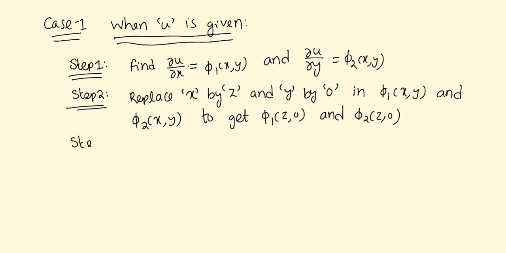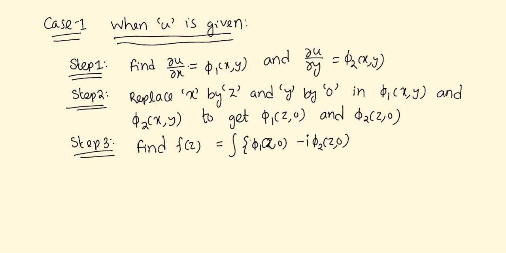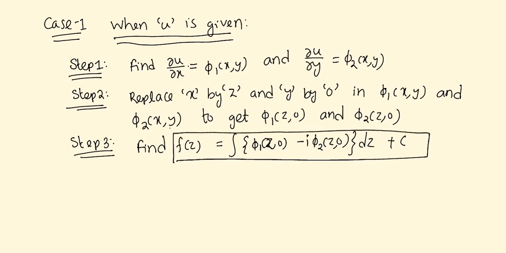Next step is, we can find f of z by using this formula: integral of phi 1 function of z0 minus i phi 2 function of z0 dz, plus constant. So this is the result. Now we can see an example.